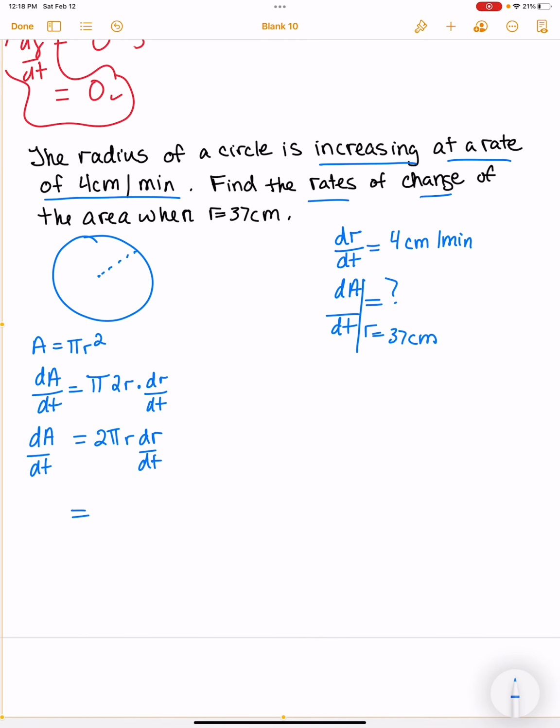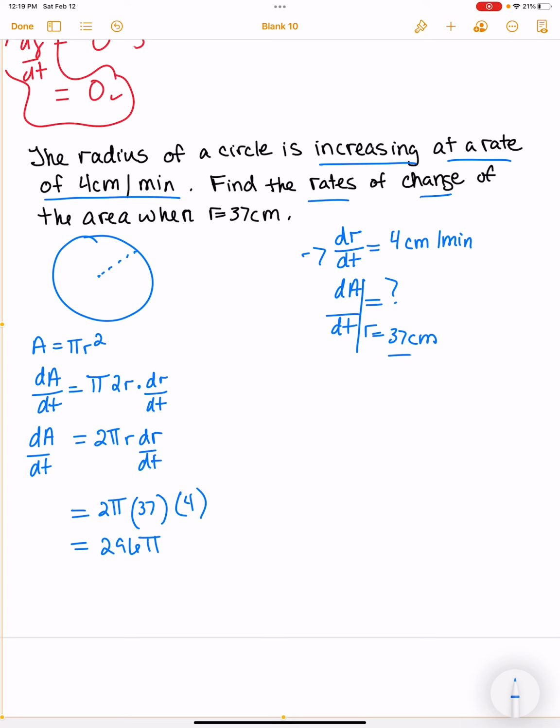Okay, and so we already have dr/dt, so we can say 2 pi, and our radius, they want to know when it's 37 centimeters. So 37 times 4, and then what I have seen is we do 2 times 37 times 4, and the answer then is 296 pi.